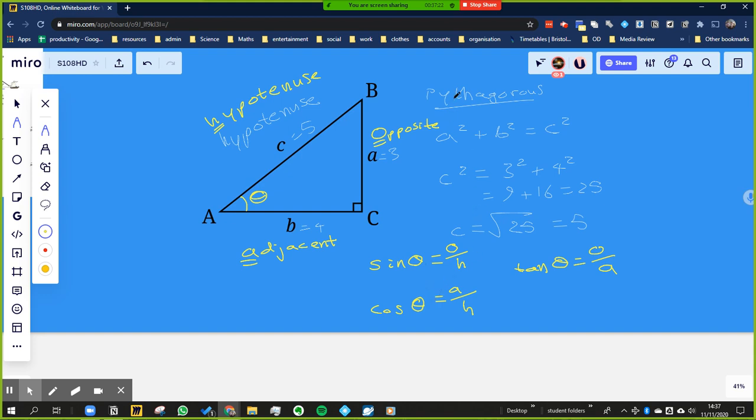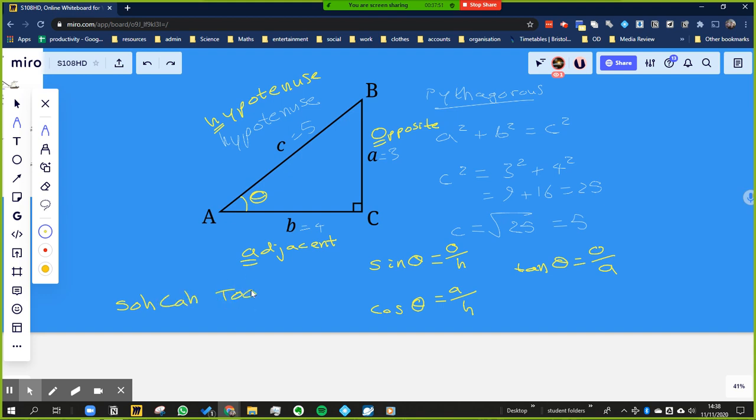Once again, you use Pythagoras when you are not interested in any angles and you don't have any angles at all, so you don't need to know them and you don't get given them. Then Pythagoras is the way to go. But if you are given an angle, or maybe you want to find an angle, then you're going to use trigonometry.